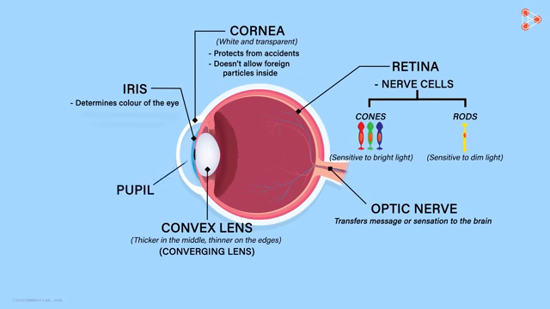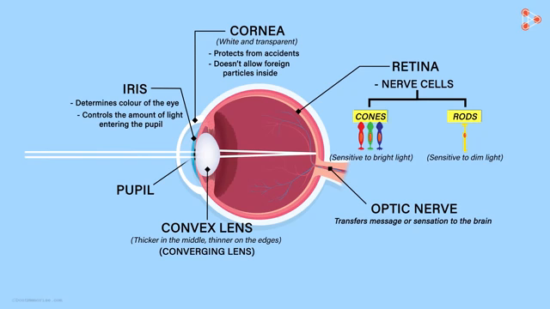Iris controls the light entering through the pupil by contracting and expanding. Behind the pupil, there is a converging lens which focuses the light on retina. Retina consists of two types of nerve cells, namely cones and rods. They transfer the message through the optic nerve.